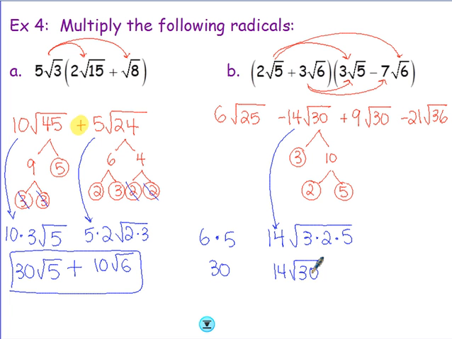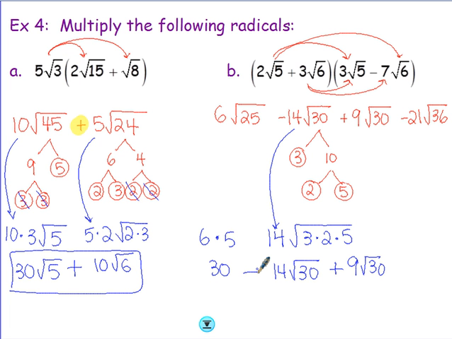Now, we just learned that 30 isn't going to change, which means the second one is also going to stay 9 square root of 30. I'm going to bring down my plus sign with the 9, and I forgot over here. I'm going to bring down the minus sign with my 14.